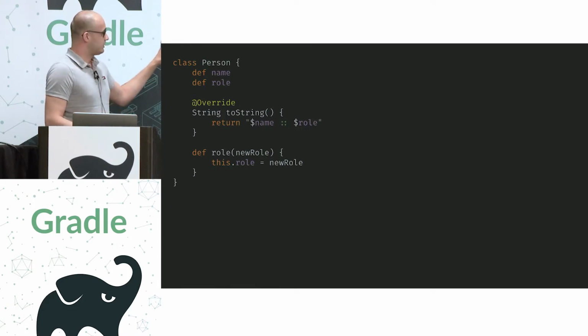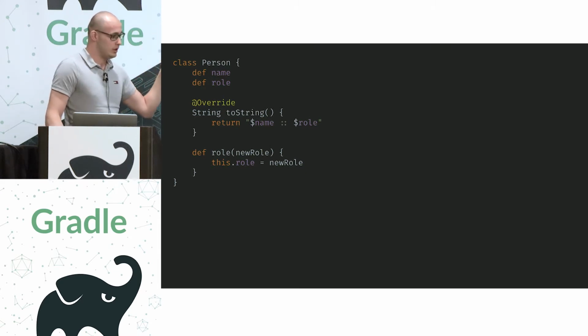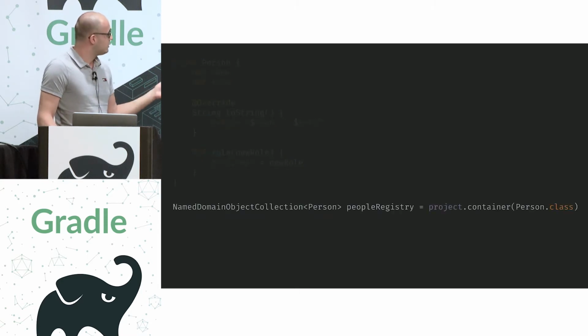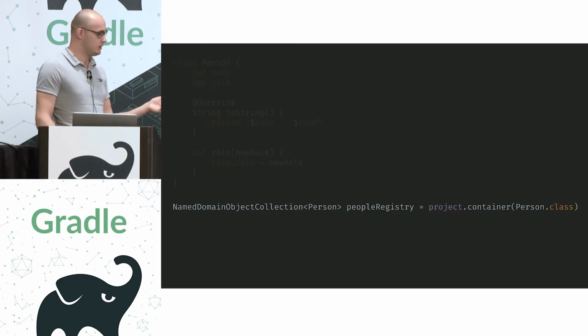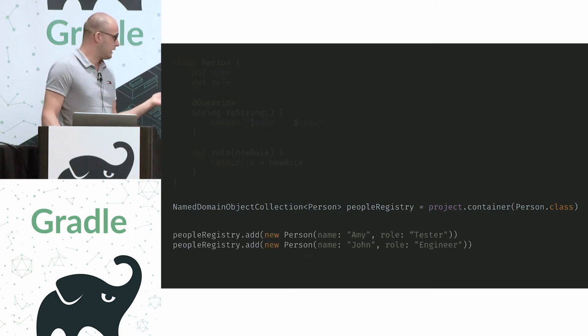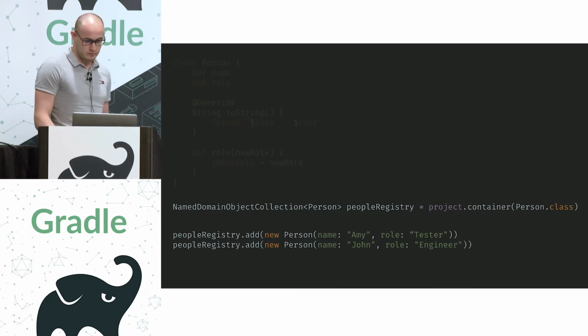We have a simple person. Let's just use it as an example. It has a name, which is mandatory for objects that will be in the domain object collections, and a role, which is a string with a role. And then we can create a named domain object collection. This is actually a container, and we do this by calling the project container method, always. And then we can add people, and well, it's cool.